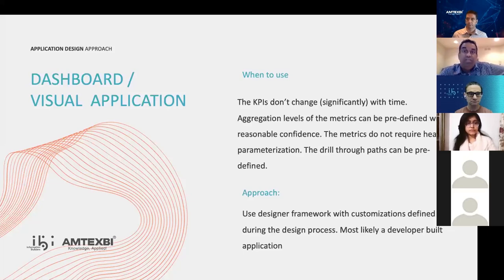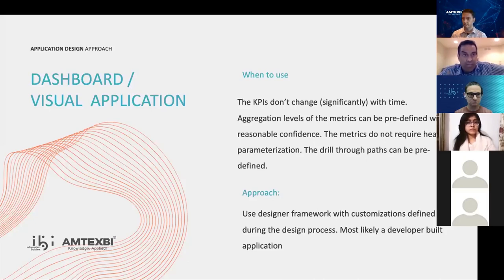You don't have to read through information to get to the metrics of your interest. Also, once you get to your first level information, the subsequent paths can be predefined easily, and they also don't change over time. So how can you build something like this? You can build this using the Designer framework, or you can build this using App Studio, but this is most likely a developer-built application. I have some simple examples here.